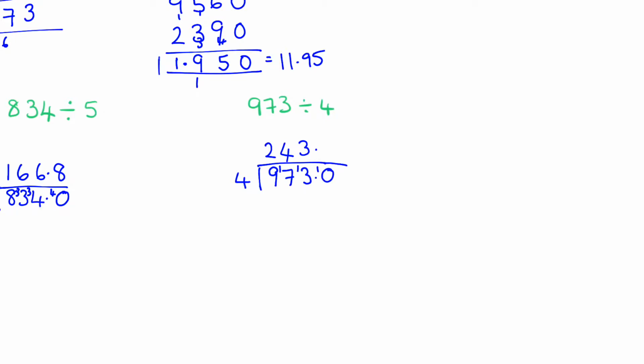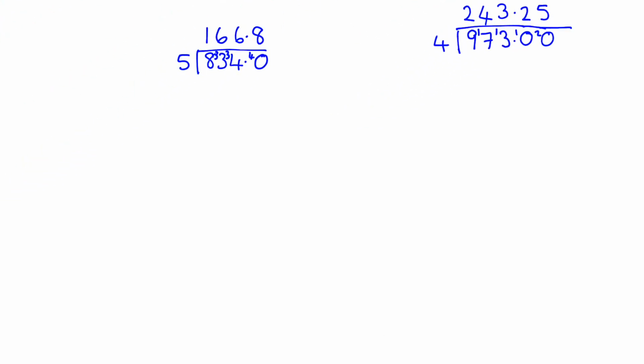Keep your points in line. 4 into 10 goes twice, remainder 2, so we can put another 0. Remember, put as many zeros as you like after the point. And then 4 into 20 goes 5. So the answer to 973 divided by 4 is 243.25. Okay.